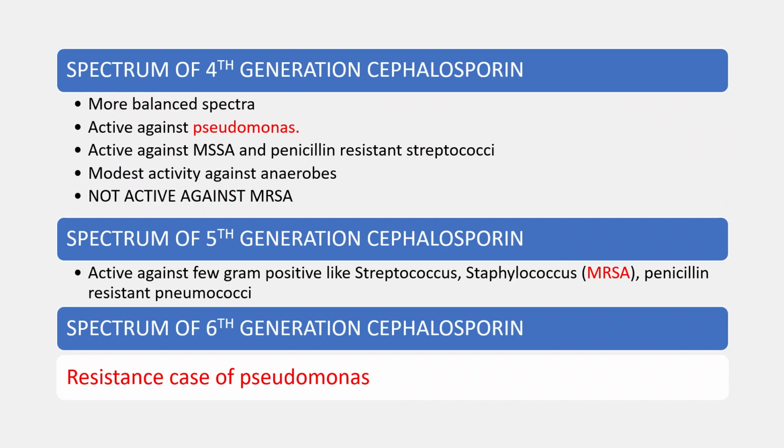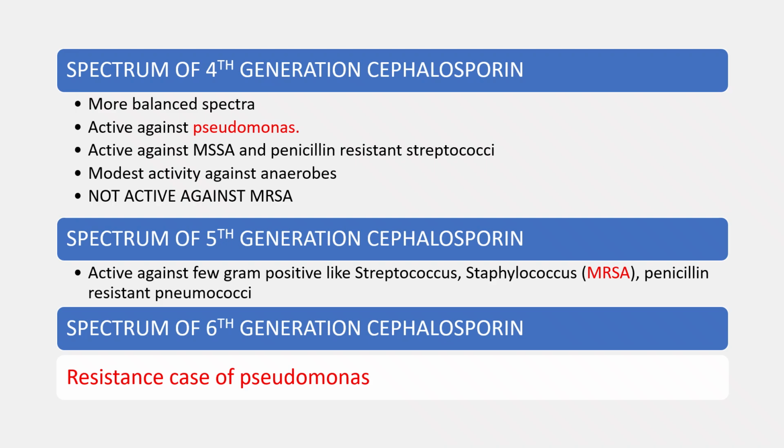The spectrum of fourth generation cephalosporins: active against Pseudomonas, active against methicillin-sensitive Staph aureus and penicillin-resistant streptococci, and it shows modest activity against anaerobes. Spectrum of fifth generation cephalosporins: active against a few gram-positive cocci like Streptococcus, methicillin-resistant Staph aureus, and penicillin-resistant pneumococci.